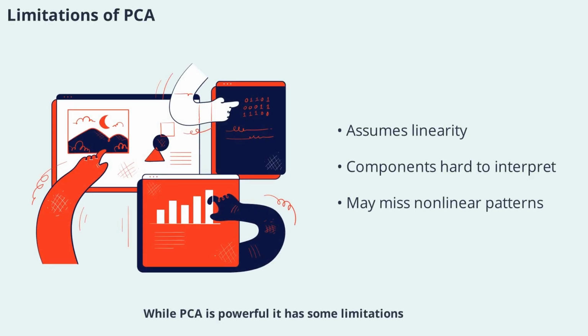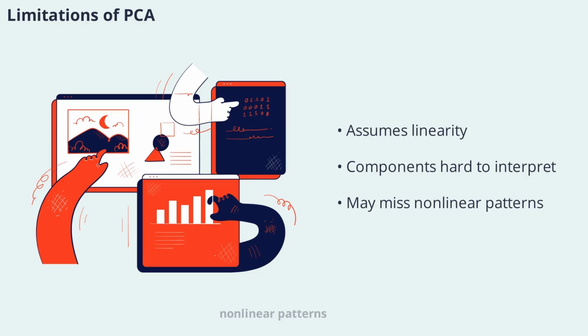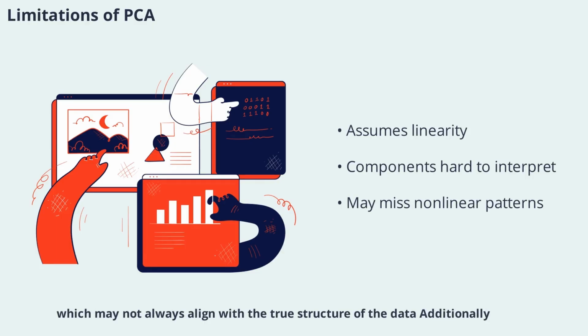While PCA is powerful, it has some limitations. It assumes linear relationships between variables and may not capture complex, nonlinear patterns. PCA also requires that the principal components be orthogonal, which may not always align with the true structure of the data. Additionally, interpreting the transformed components can be challenging, as they are combinations of the original features.